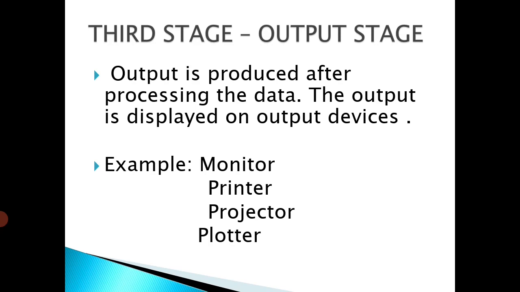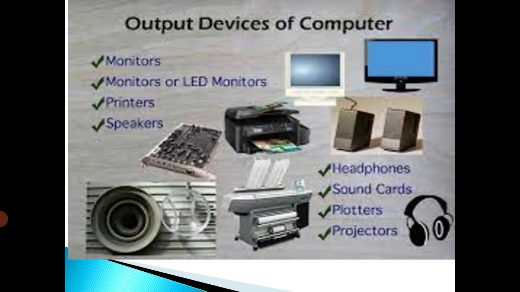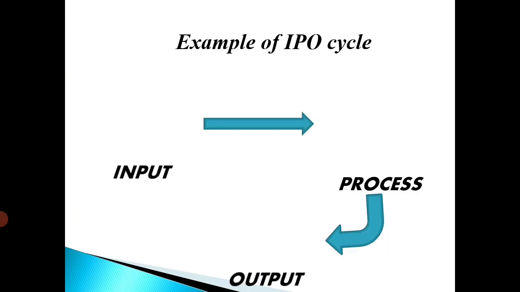Now I will show some examples of the IPO cycle. You can know easily. Before, you saw some output devices: monitor or LED monitors, printer, speaker, headphones, sound card, plotters and projectors. These are some hardware, that means these are some output devices. Hardware has three categories, no? Input, output and process. These are some output devices. Now let's see the examples of the IPO cycle.